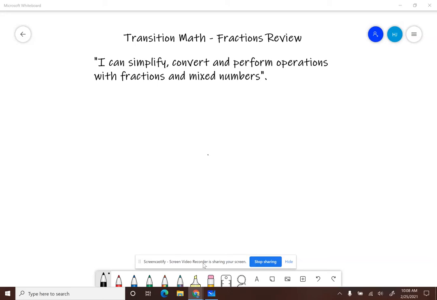All right, guys, we're going to be doing a fractions review this week. And so our mission is I can simplify, convert, and perform operations with fractions and mixed numbers. So I want to walk through some of the problems that you're going to encounter when you get into this particular section that we're going to be looking at. Again, this is 3 lessons, so there's quite a bit here, but we're going to go through it pretty quickly.